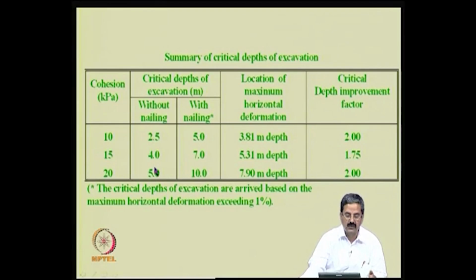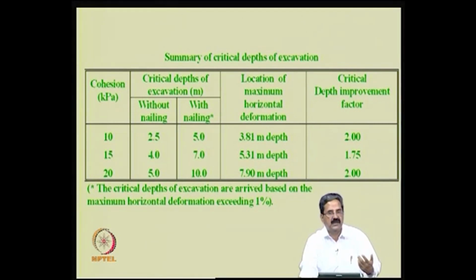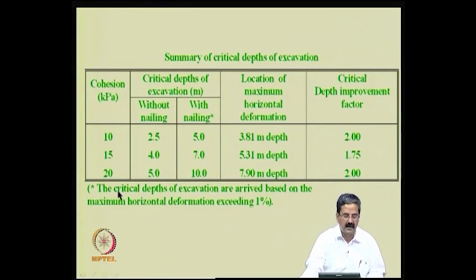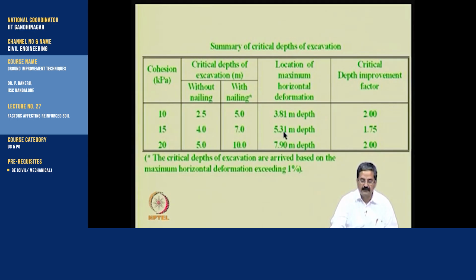So, what you should do, you should supply some sort of pseudo cohesion, which is in terms of the soil reinforcement. That is what I just gave you in one of the fundamental principles: the advantage of the reinforcement is that it can give apparent cohesion which is permanent, whereas this is just a parametric study. Another thing is the location of maximum horizontal deformation, which we also got. These are all depth improvement factors, nothing but 5 by 2.5 is 2, 4 by 7, and these are all the numbers.